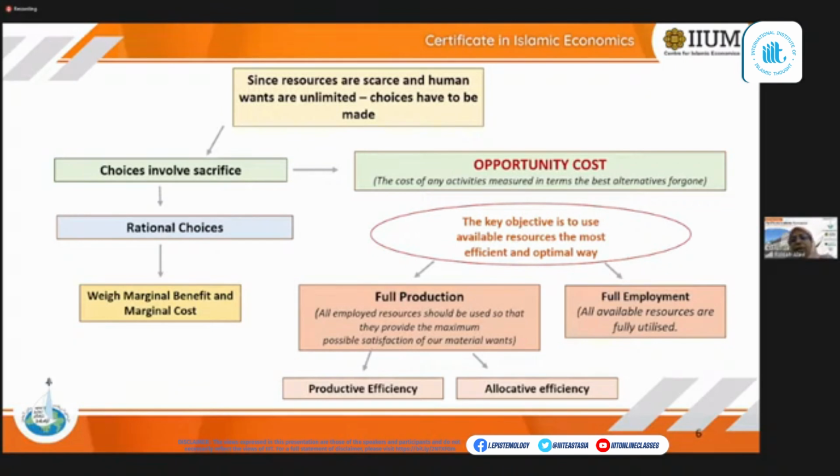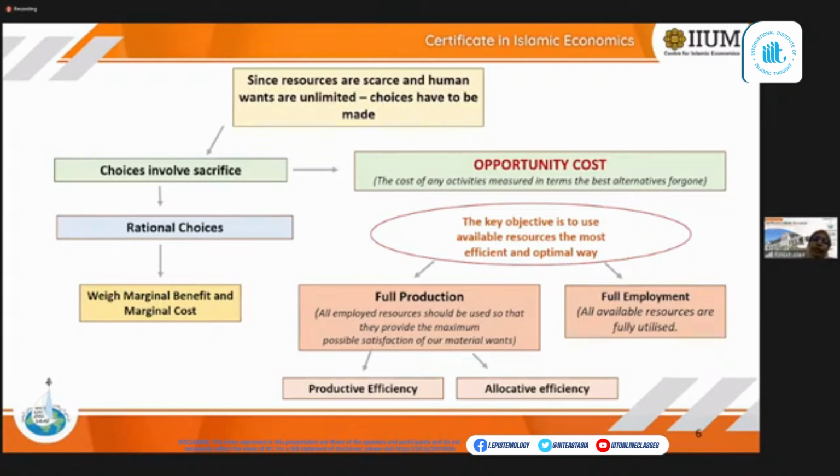Another part which is important in efficiency is full employment. In economics, this is a very important assumption. It is assumed that all available resources must be fully utilized. There shouldn't be any unemployed resources. If you have $10, you have to spend that $10. If it's allocated for consumption, you spend all that money. If you have 10 acres of land, all the 10 acres of land must be utilized. Okay, so that's what we mean by full employment.